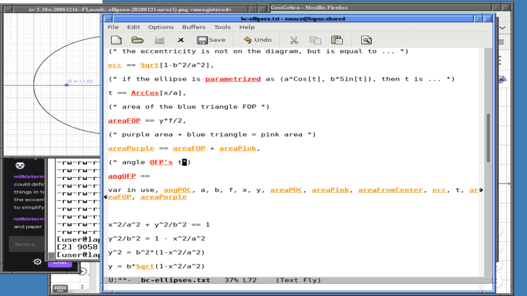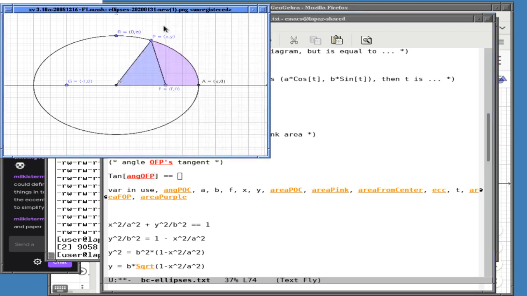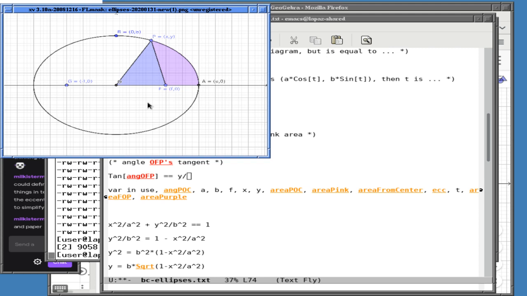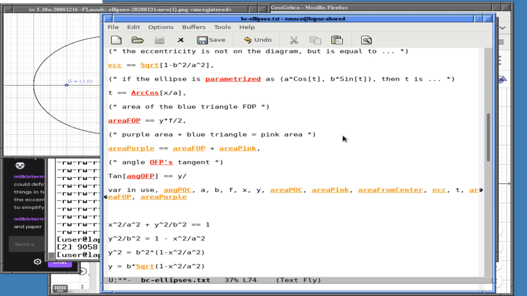And now I'm going to get a little lazy and not even bother to see how I got it. But, you know, angle OFP has a height of y, that's fine. Excuse me, I'm dying out here. And a length of f, this little thing here, opposite of adjacent, this is f, that's x, so this is f minus x. So that's where we're getting the interesting stuff here.